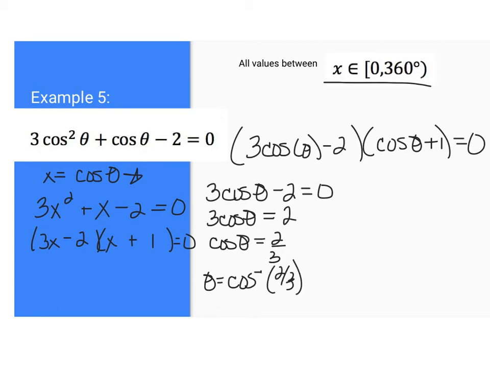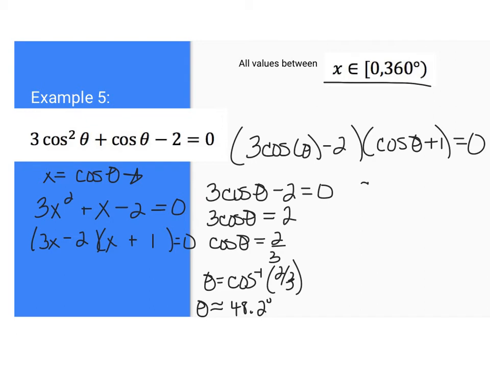Now, 2/3 is not going to show up anywhere on your unit circle, so this is going to be the first time where we have to make sure we use our calculator. In order to do this, make sure your calculator is in degrees, not radians, and take the inverse cosine of 2/3. You should get an answer of 48.2 degrees. I would strongly encourage you guys to double check that.